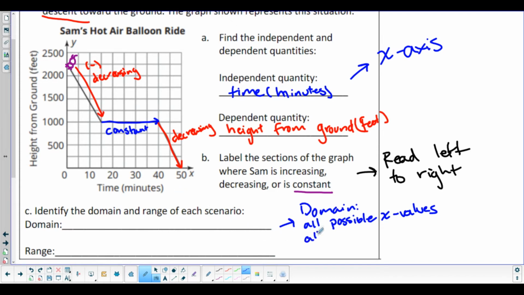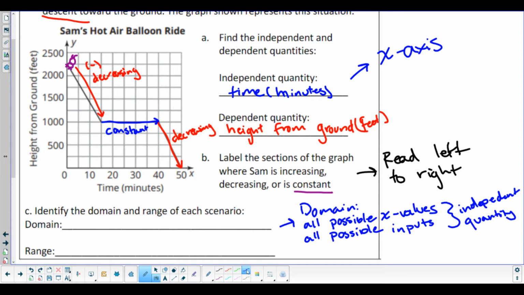Alternatively, it's all possible inputs. Okay, and remember inputs are kind of interchangeable with x values at this point, which is also just the independent quantity. It's sort of the set of values that exist within our independent quantity, which in this case is time.